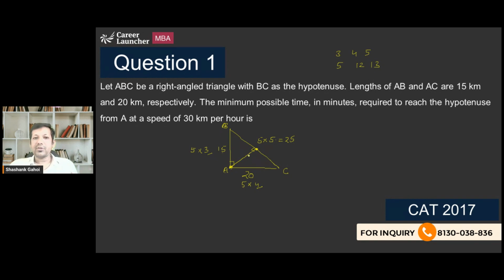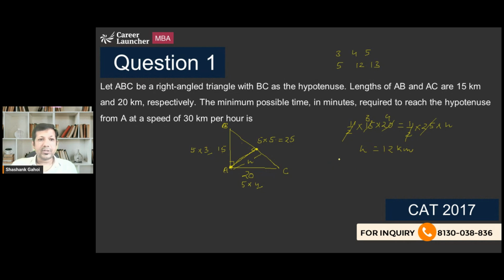So first of all, let's call this length h. What is the area of the triangle? That is half into 15 into 20, right? Now, what is the area of the triangle with the perpendicular? That is going to be half into base. Base is 25, height is h. We have seen that in multiple ways we can calculate the area of a triangle. If I take this as the perpendicular, my hypotenuse becomes the base. So the halves cancel out, this is 3, this is 4. So h comes out to be how much? 12 kilometers.